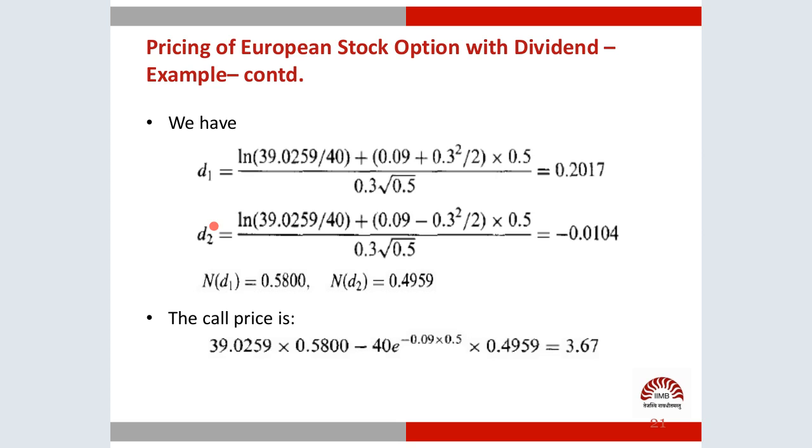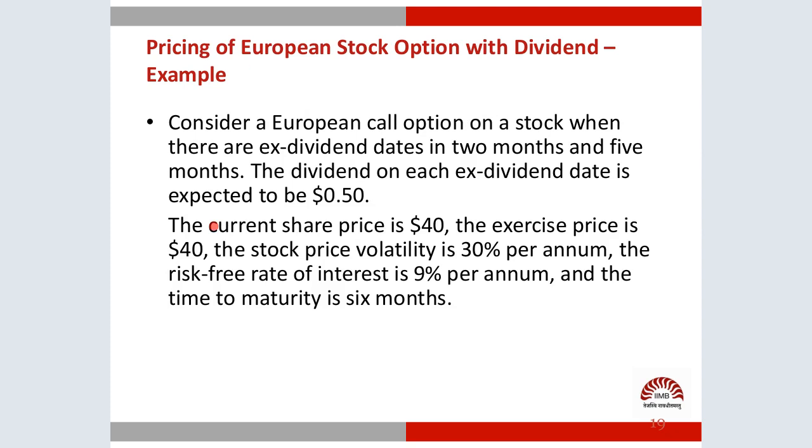So basically, this is an option. What does this say effectively? That I will pay 3.67 today to retain the right to buy a stock. By paying 3.67 today, I'm retaining the right to buy a stock at 40 in 6 months' time, when the current market price is 40, the volatility is 30%, and the interest rate is 9%. And I also know that in 2 months and in 5 months' time, the stock will pay a dividend of 0.5 each.